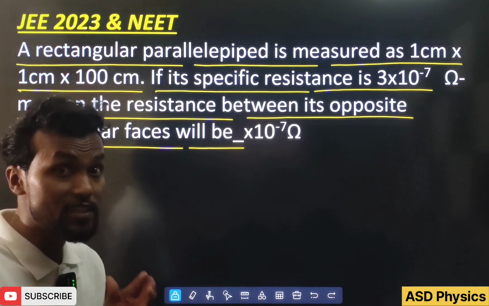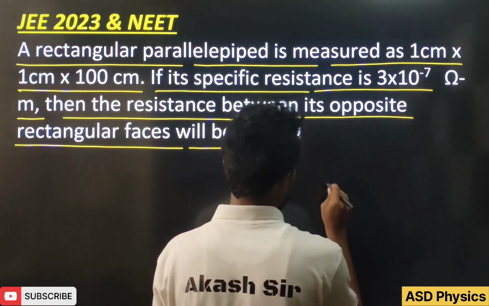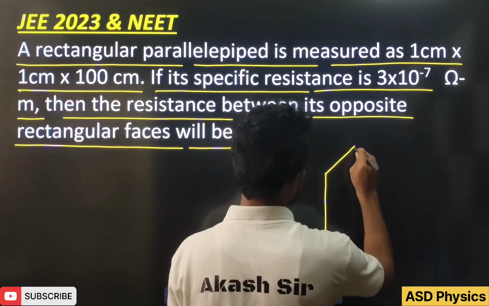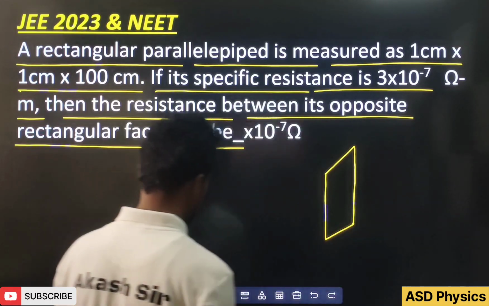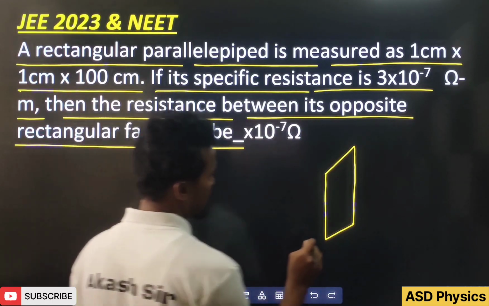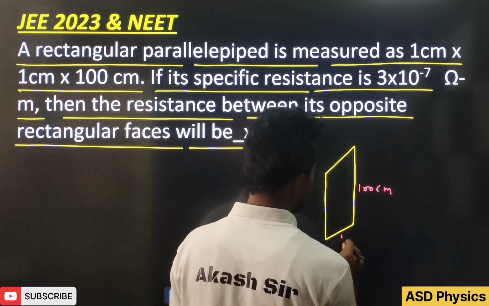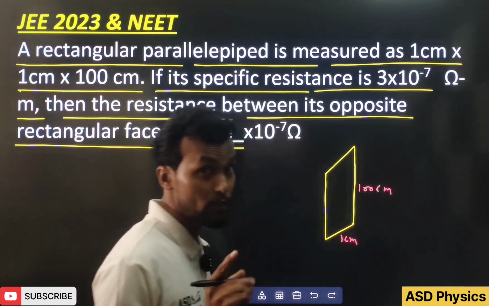Again, I am telling which faces, students? Rectangular faces. So rectangular face means what will happen here? If I write here, let's check. Now, at least for the basic, what can we tell, students? Rectangular means, let's take this is 100 centimeter and this is 1 centimeter. Then only it will become rectangular.